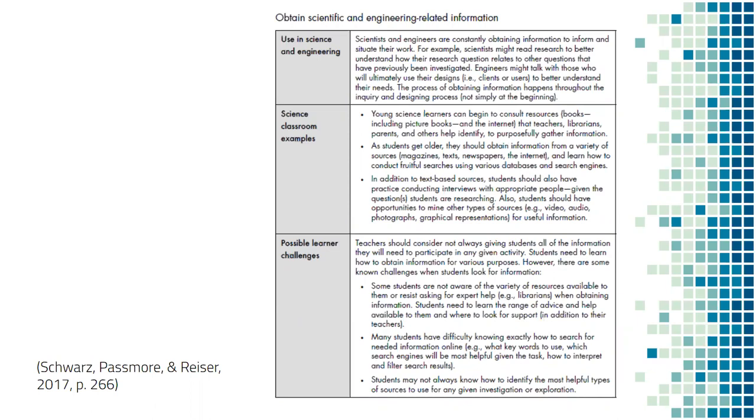Although most of the time, if we teach older students, we assume that they know how to obtain information, there are some possible learner challenges that occur with this practice. Students may not always know where it is best to search for technical information. Also, students do not know what keywords to search for when they are looking for specific information. When it comes to accessing technical information, students don't always know what the most helpful resources are because they're unfamiliar with technical literature.